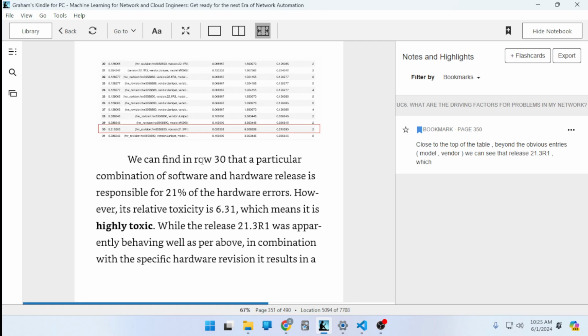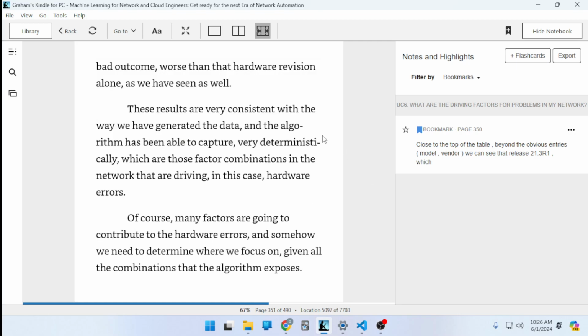Okay, so we can find in row 30 that a particular combination of software and hardware release is responsible for 21% of hardware errors. So this is the absolute. So yep, 21%. However, its relative toxicity is 631%, which means it is highly toxic. While the release of 21.3R1 was apparently behaving well as per above, in combination with the specific hardware revision, it results in a bad outcome, worse than that hardware revision alone, as we have seen as well.